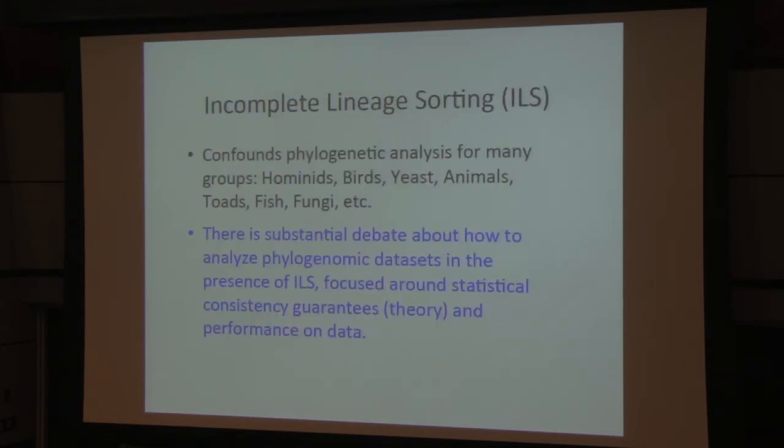So incomplete lineage sorting is what people are seeing when they look at their genome scale data, and it's confounding analysis for many biological data sets. And there's a very big debate in the literature about how to construct species trees when you've got this kind of heterogeneity. And roughly the debate goes like this.